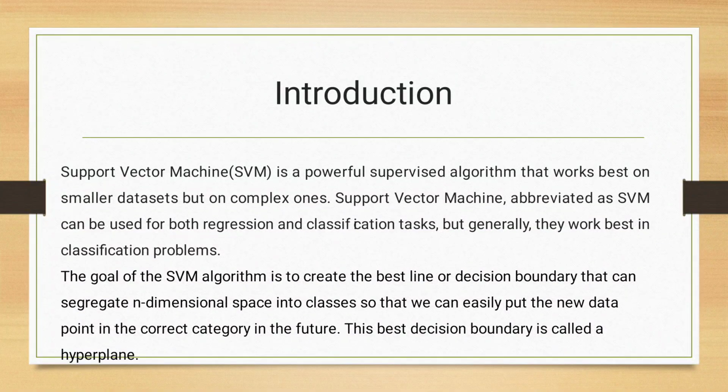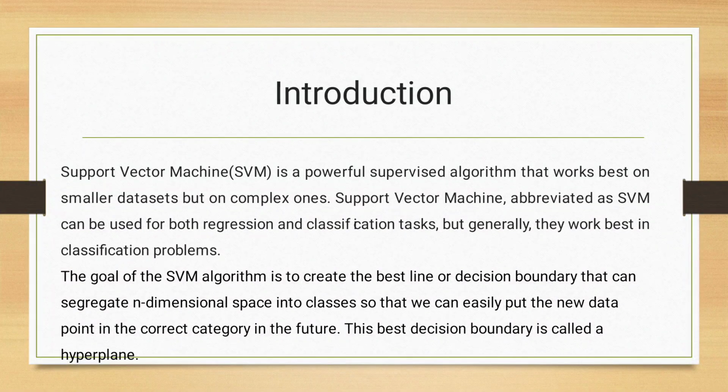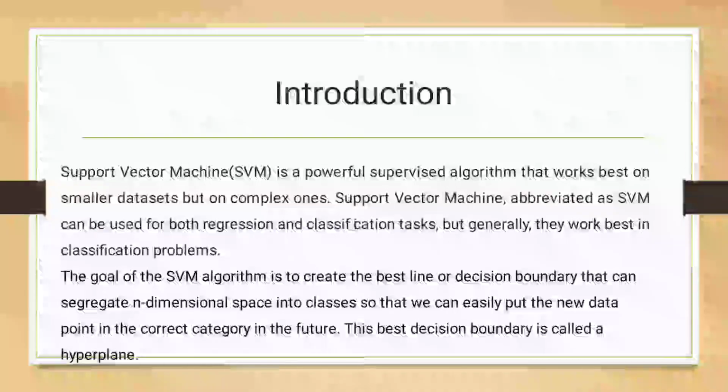Now, support vector machine is a powerful supervised algorithm that works best on smaller datasets but on complex ones. Support vector machine, abbreviated as SVM, can be used for both regression and classification tasks, but generally it works best in classification problems.